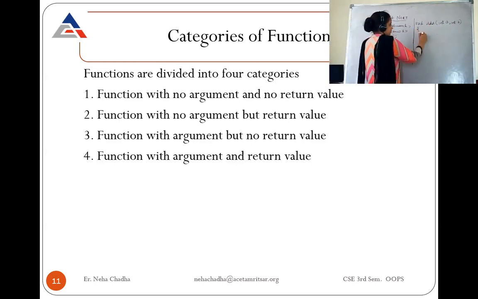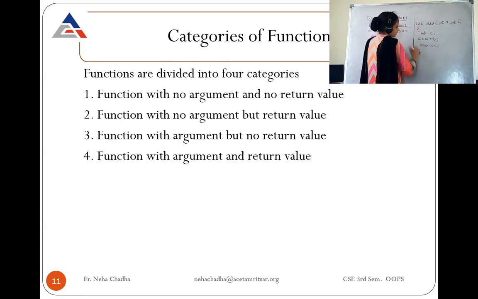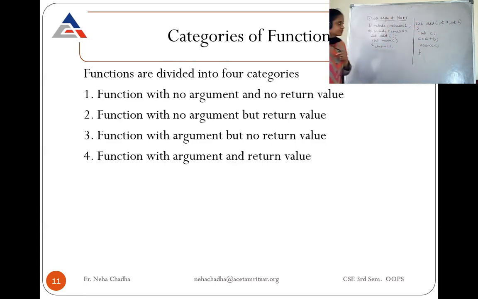Then I will declare the variable C here. C equal to A plus B. Then cout C, because I'm going to use void here. And then my code is over. Fine. Here the function prototype will get changed.